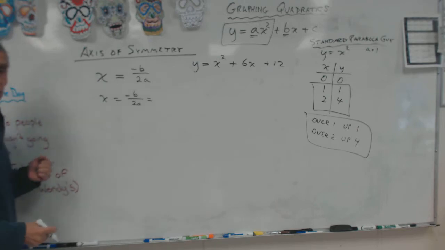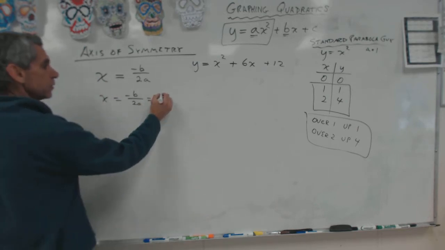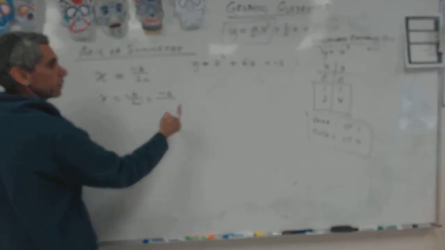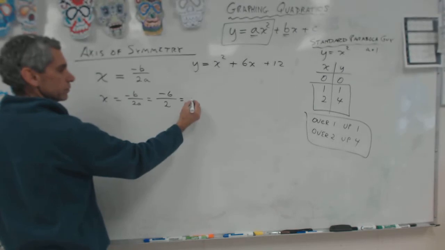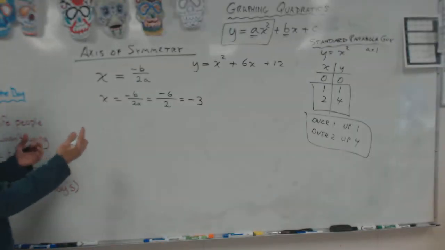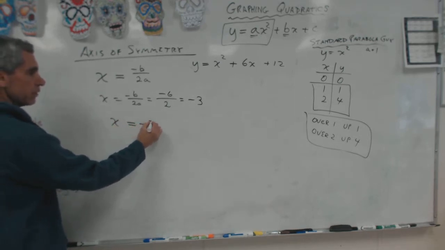Equals, what would be on the top? Negative 6. Negative 6 over 2 times what? 2 times 1, which is 2. What does that equal? Negative 3, right? Okay, that says my axis of symmetry is x equals negative 3.